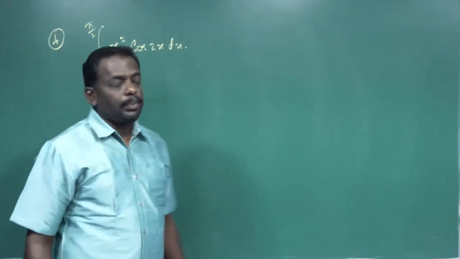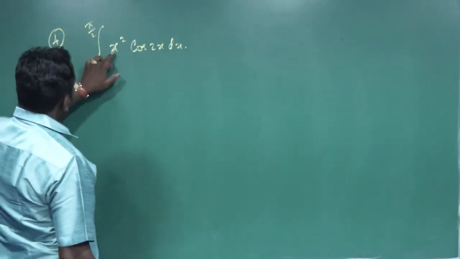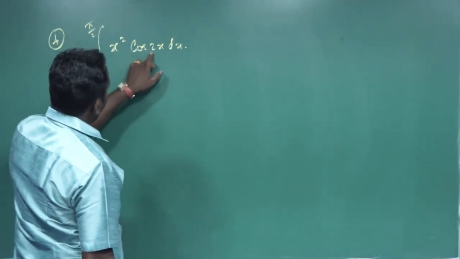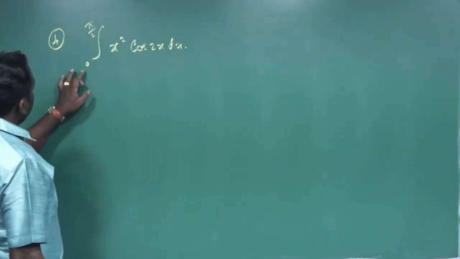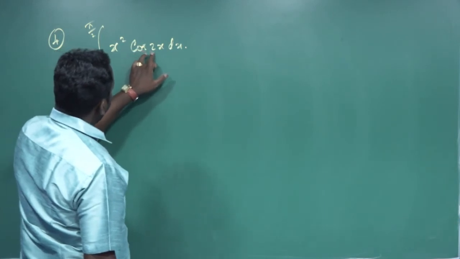Come to the next exercise problem. Question number 4: the integral from 0 to pi by 2 of x square into cos 2x into dx.